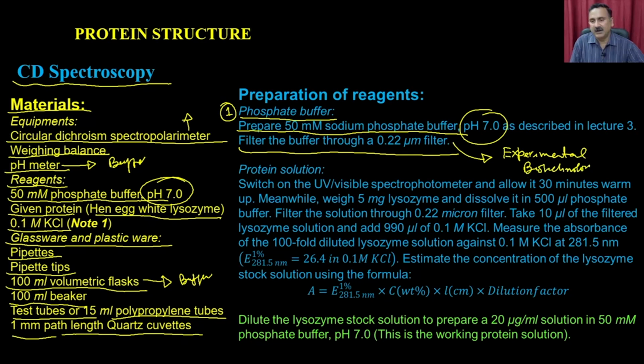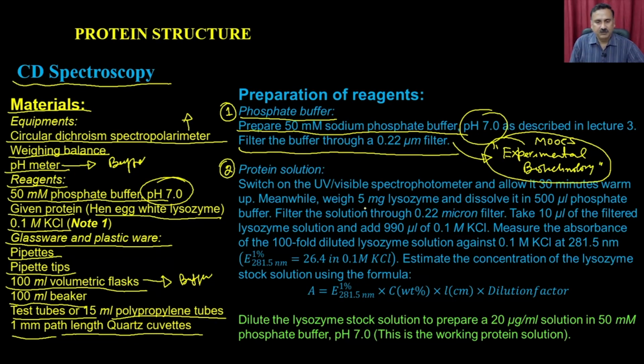So experimental biotechnology is a course where I have discussed how you can prepare the buffers, because when you prepare the phosphate buffer, you have to have different combinations of the salt and the acid, and that you can actually know from this MOOCs course, which is called experimental biotechnology. Then you also need to prepare the protein solutions, right?